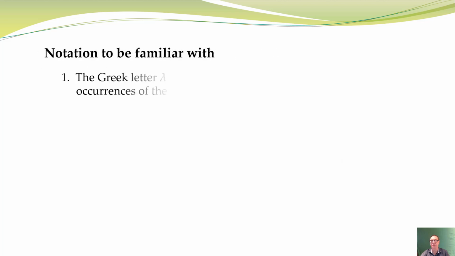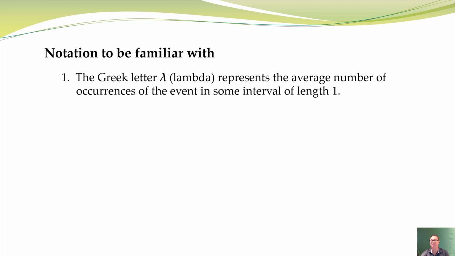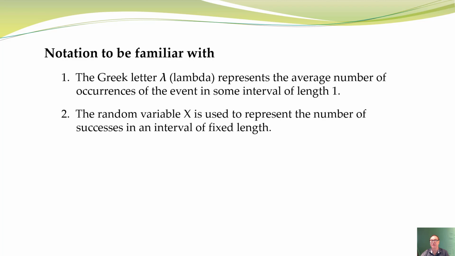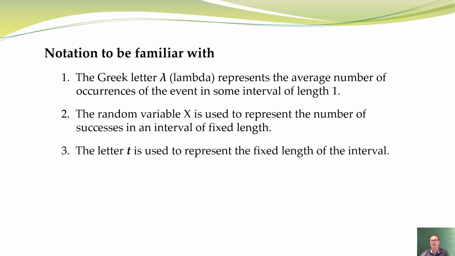Notation to be familiar with. The Greek letter lambda represents the average number of occurrences of the event in some interval of length 1. The random variable x is used to represent the number of successes in an interval of fixed length. The letter t is used to represent the fixed length of the interval.